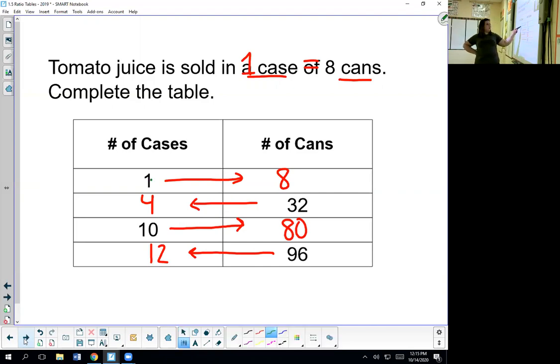How do I get those answers as well? If 1 case is 8, I'm multiplying by 8 if I go forward, right? And then if I'm going the opposite direction, which is the inverse, I'm really dividing by 8. 32 divided by 8 gives me 4. 96 divided by 8 gives me 12. So there you go, I'm filling in the chart. Okay? All right, so all of those should be the same ratios as well.